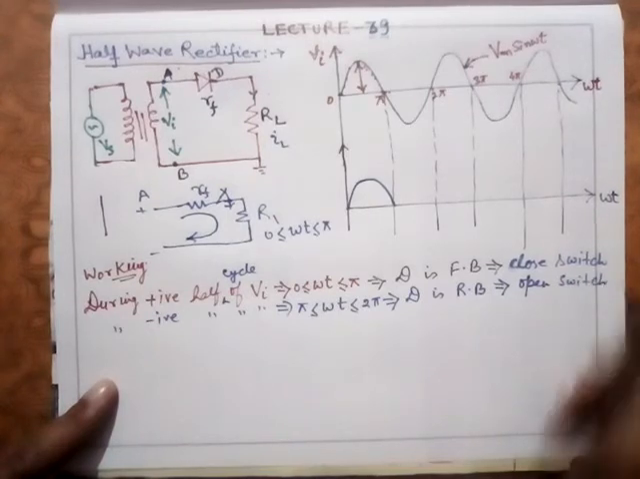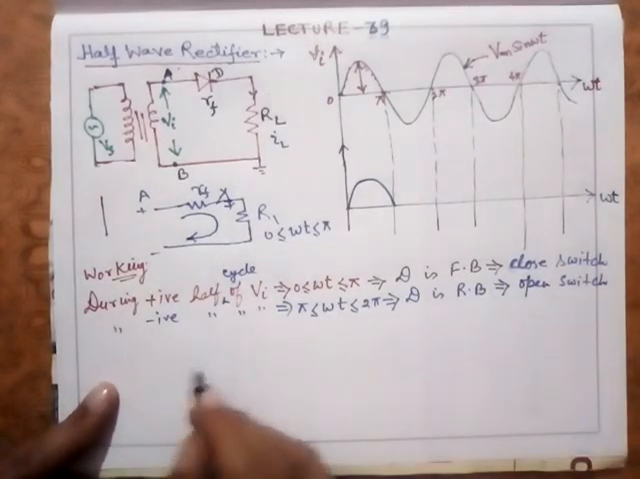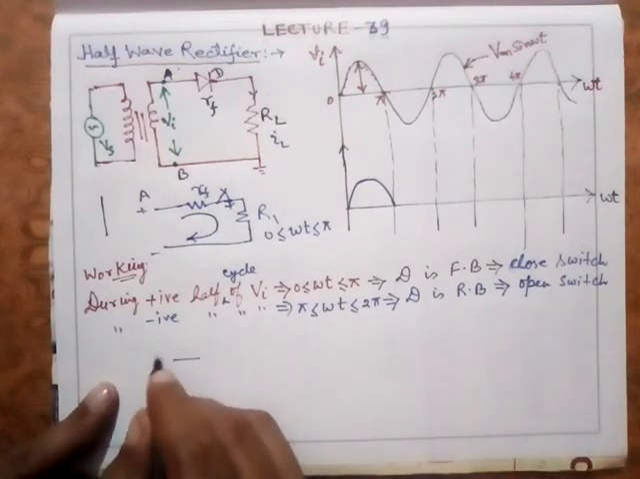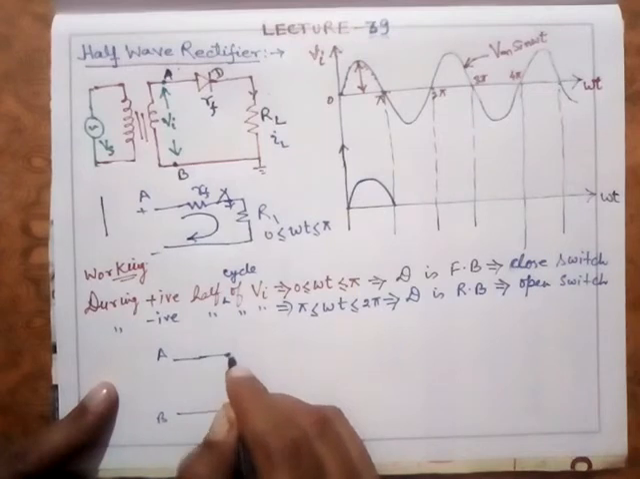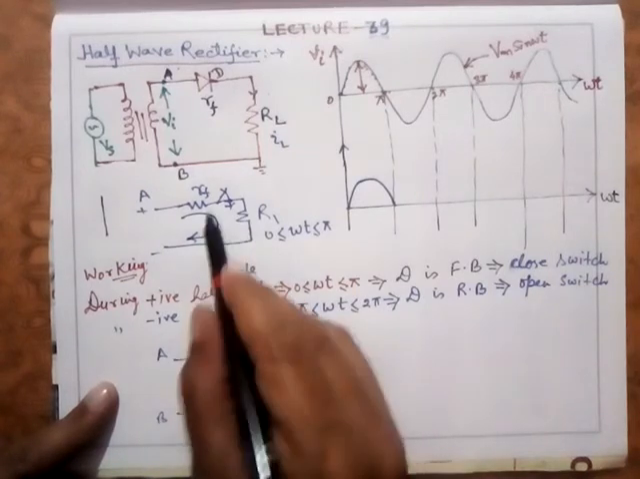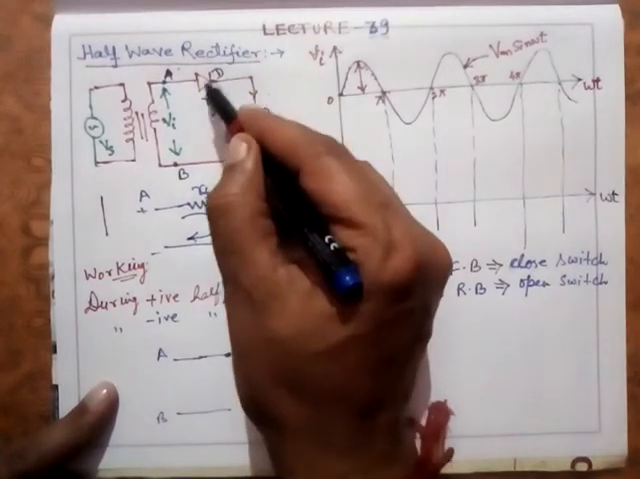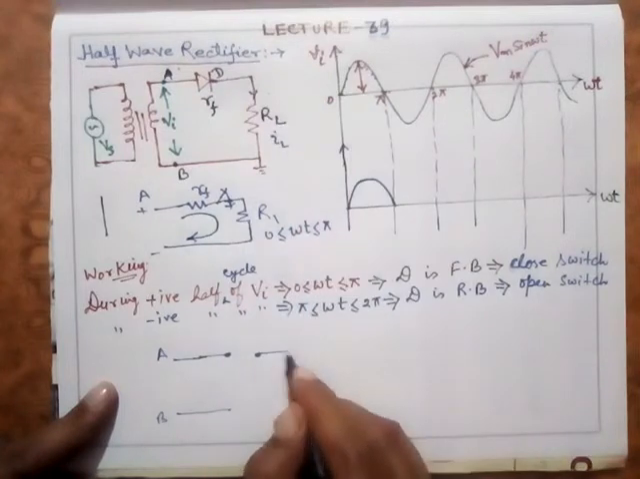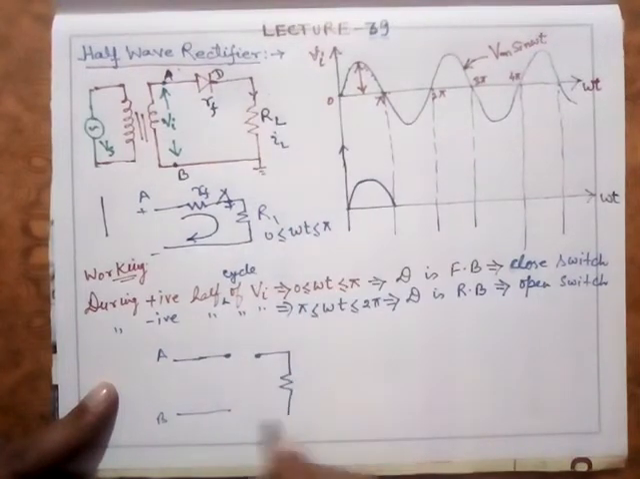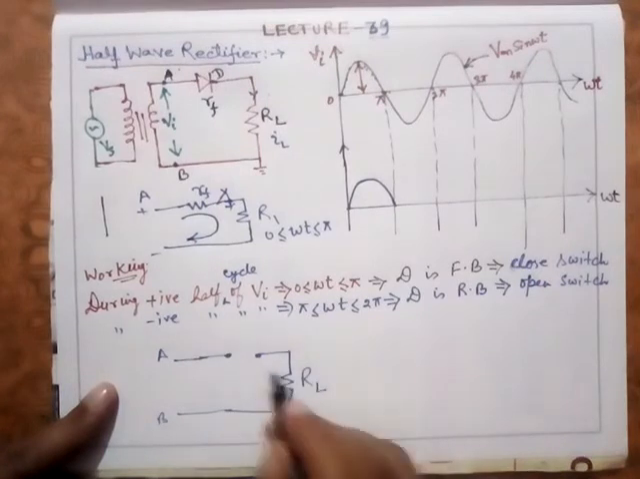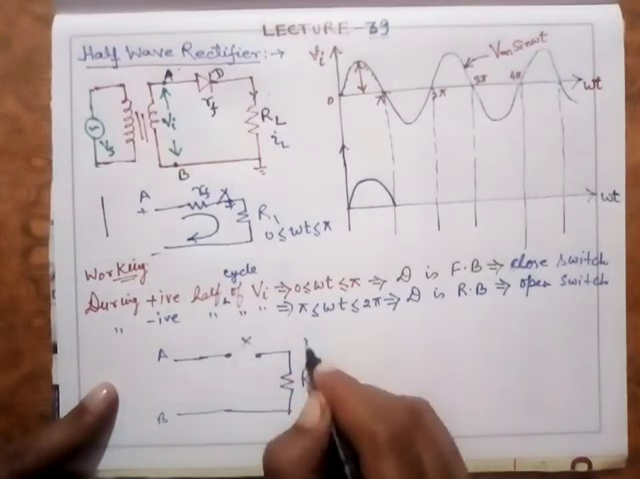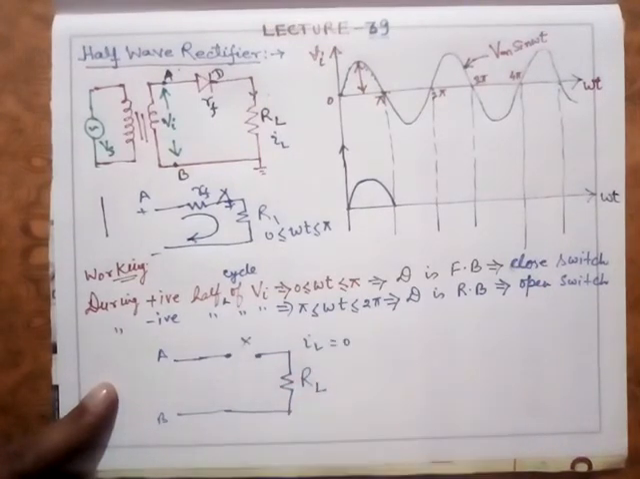It acts as an open switch. See, I am showing this here. Second case: you have this point A and this is point B here. Now what is happening is that this diode D is acting as an open switch here. This will act as an open switch, and this is the load resistance RL here. So what will happen? This means that no current flows here. It means that the value of IL is equal to 0.